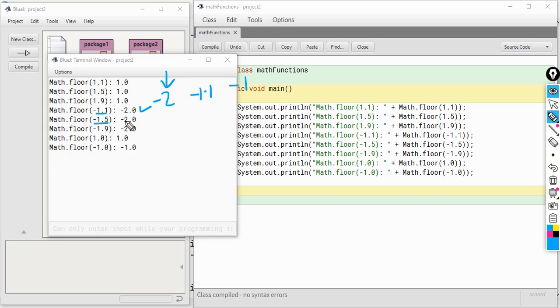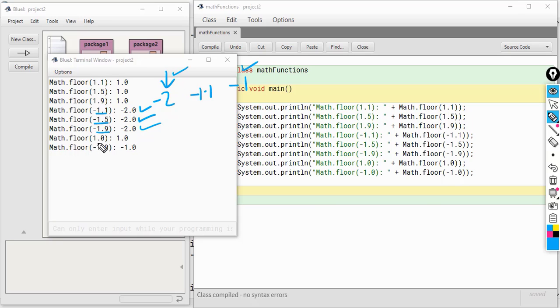Similarly, minus 1.5 also comes between minus 1 and minus 2. The smaller one is minus 2. So the answer will be minus 2.0. Same thing goes for minus 1.9. Minus 1.9 lies between minus 1 and minus 2. So the answer will be minus 2.0.